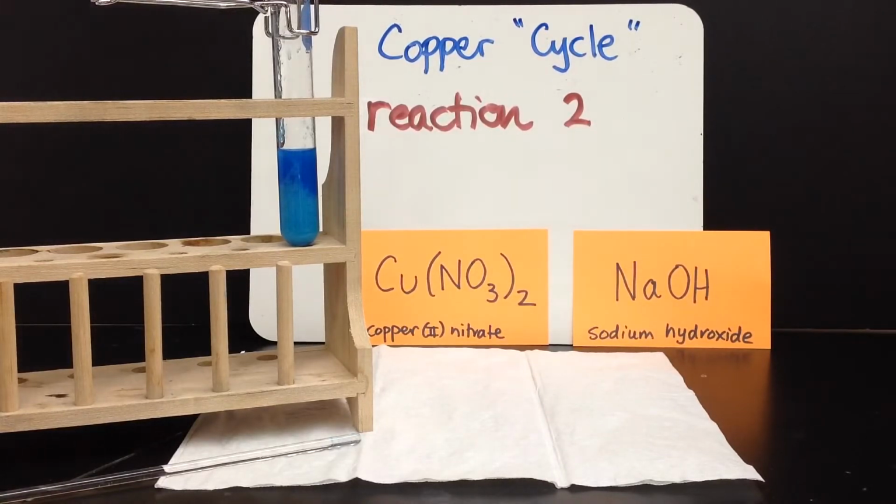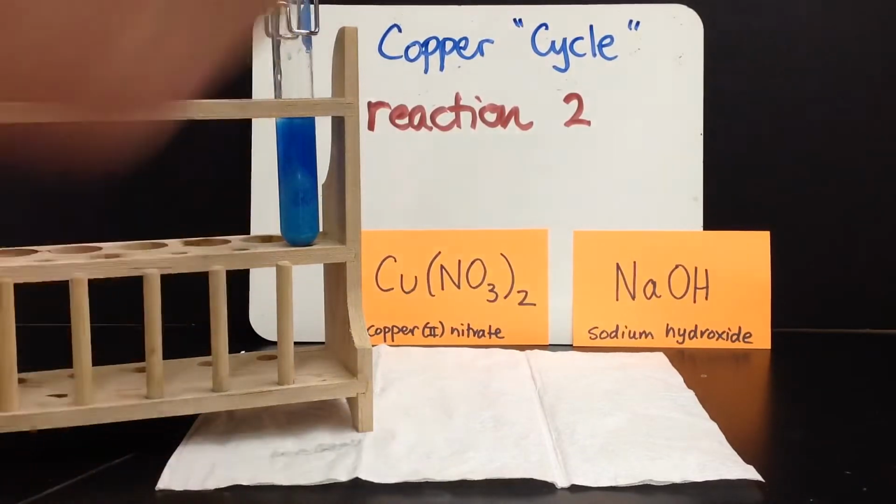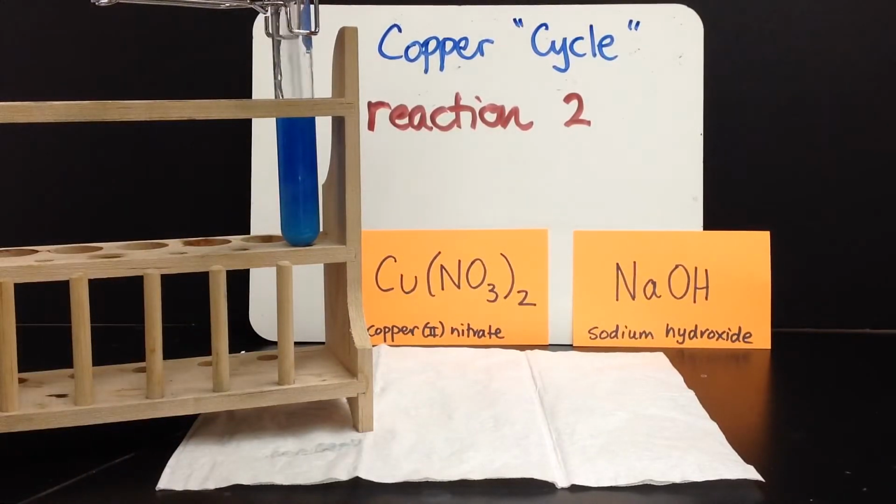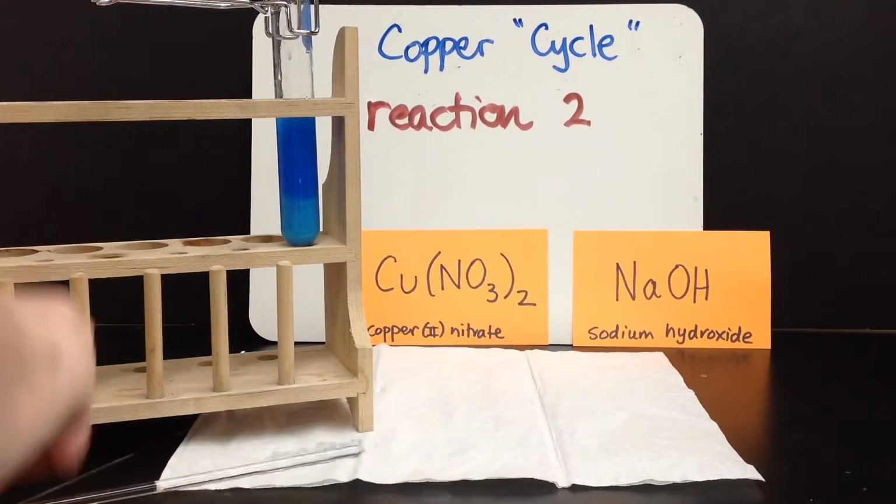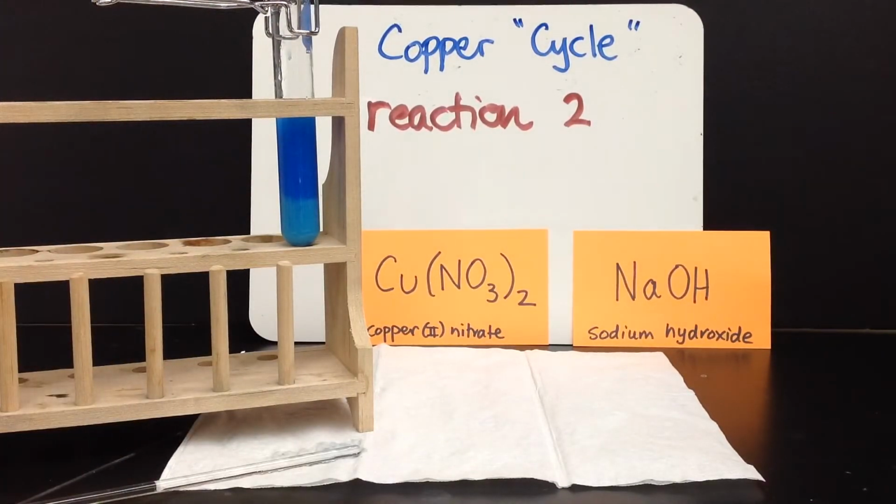I'm going to add a little bit more of the sodium hydroxide onto there because I put in a lot of the copper nitrate. And we've got this glop on the bottom there and some blue. So there's some leftover copper nitrate, but there is also this glop on the bottom of our test tube.